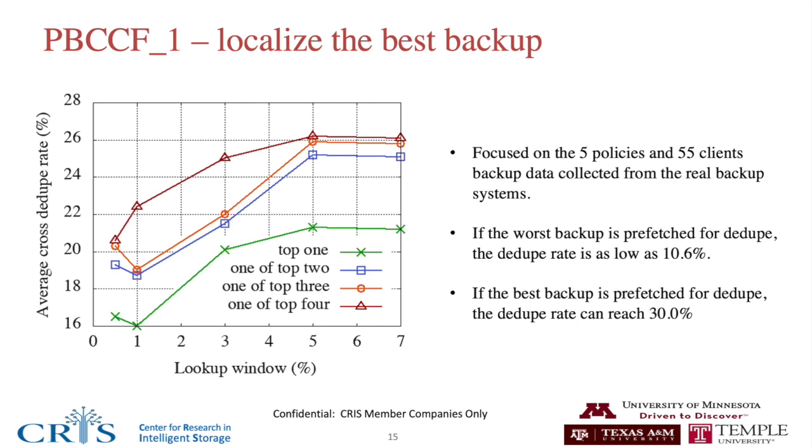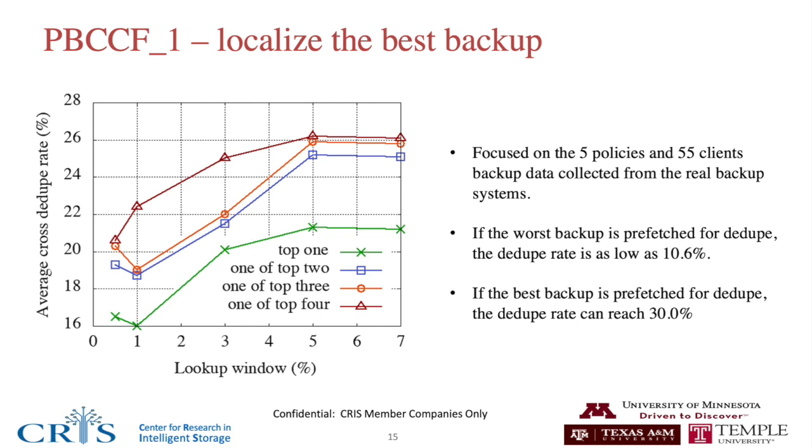From the results, we can see the DDU rates for different prefetching numbers increase at the beginning, then saturate at a 5% lookup window. Hence, only a 5% lookup window in our dataset is sufficient for the CUPM to approximate the container usage of the processing backup.